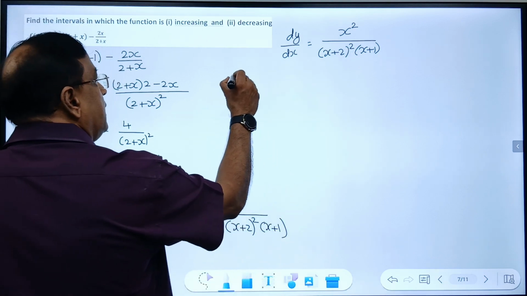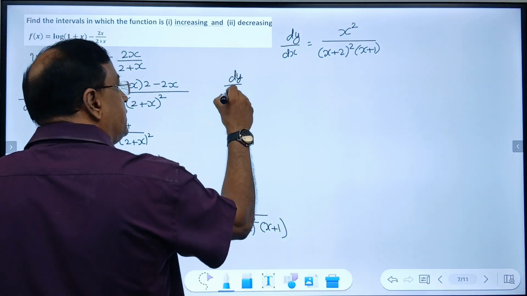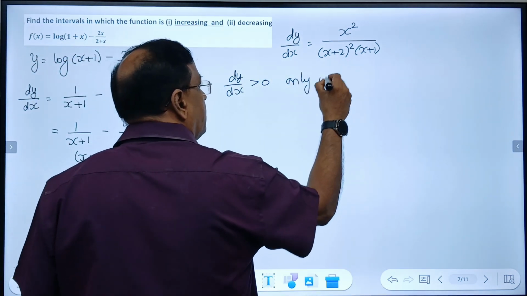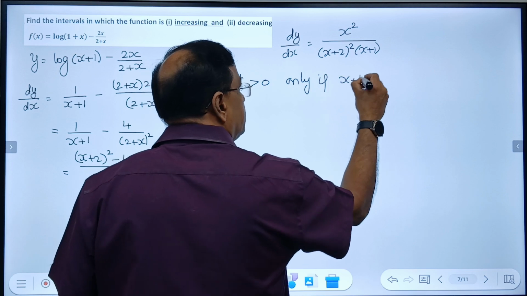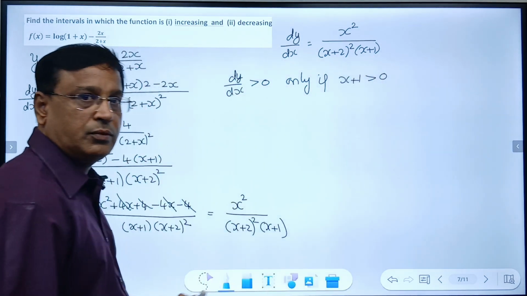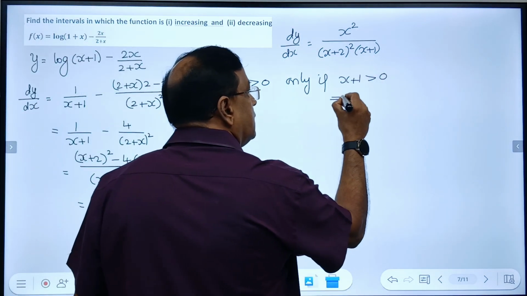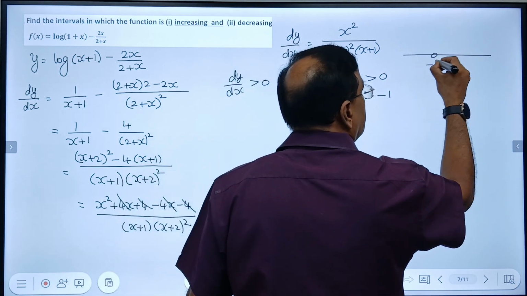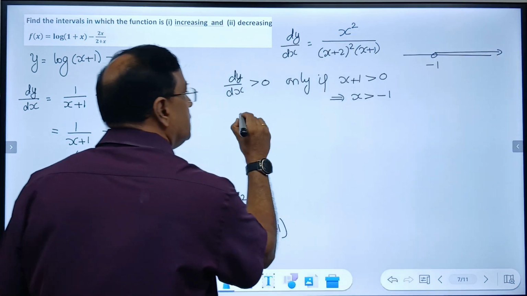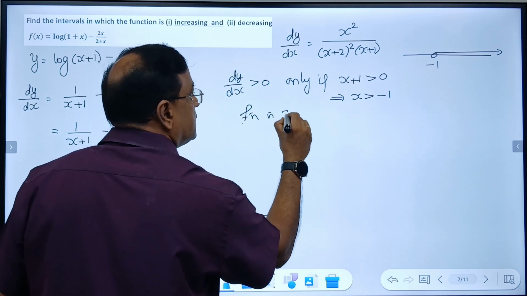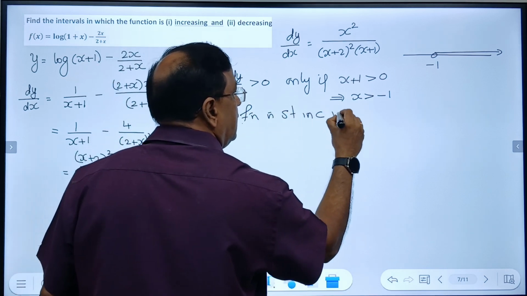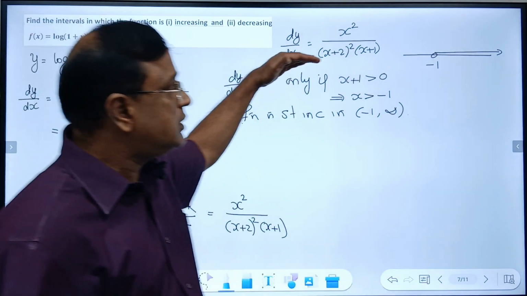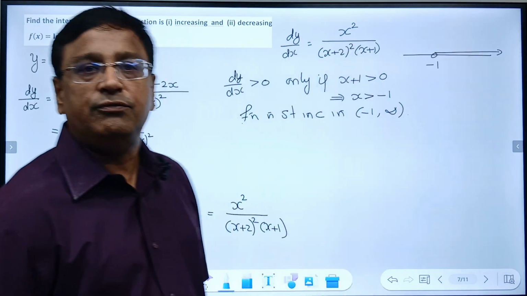So can I say my derivative will be positive only if x plus 1 is positive? That means x must be greater than minus 1. What do you mean by greater than minus 1? Greater than minus 1 means the function is strictly increasing in (minus 1, infinity). Strictly increasing from minus 1 to infinity.